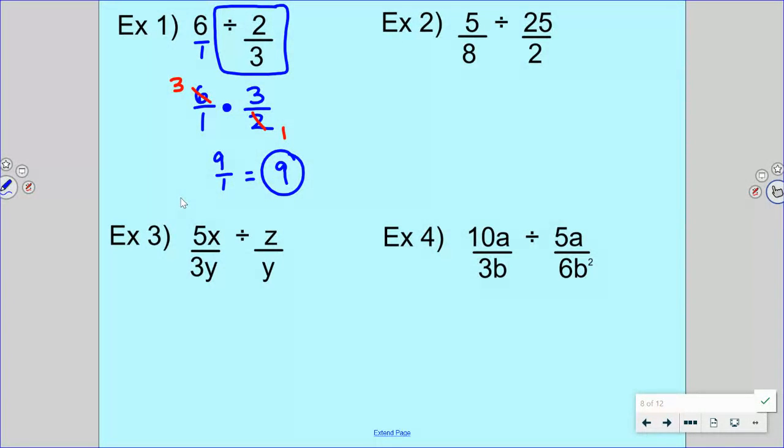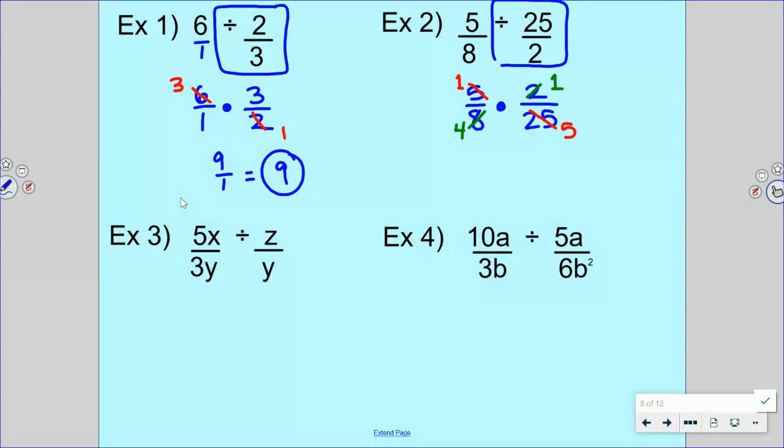In like manner, we see 5/8 divided by 25/2. Never touch that first fraction. It is the second fraction where we convert it into multiplying by the multiplicative inverse, which naturally will be 2 over 25. I'm going to choose to reduce early. 5 divided by 5 is 1. 25 divided by 5 is 5. Meanwhile, 8 divided by 2 is 4, and 2 divided by 2 is 1.